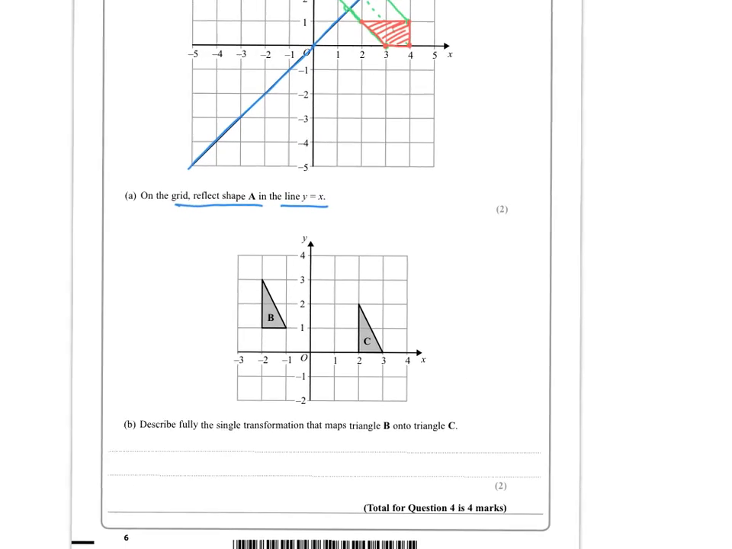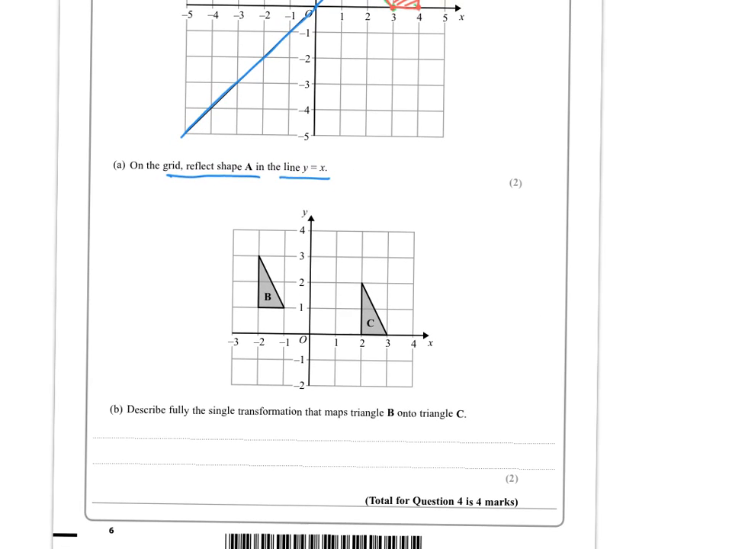The next part says, describe fully the single transformation that maps triangle B onto triangle C. So a mapping is just like finding a rule which makes something move to another place. So look at it that way. So we want a single transformation, so it's just one thing that happens. And I think if I was doing that, I would just with my finger move B to C. So when we're looking at movement, we're looking at a translation, and the best way to say that is a vector. So if we look at a point here, how would we move that? Well, we'd go 1, 2, 3, 4 along. So 4 this way, and then we'd go 1 down.